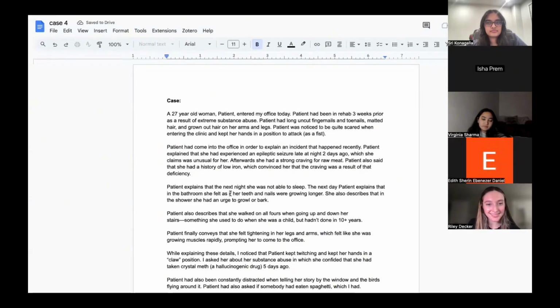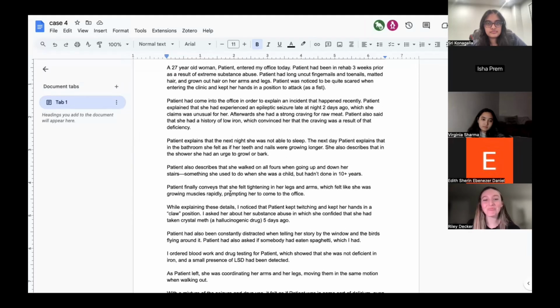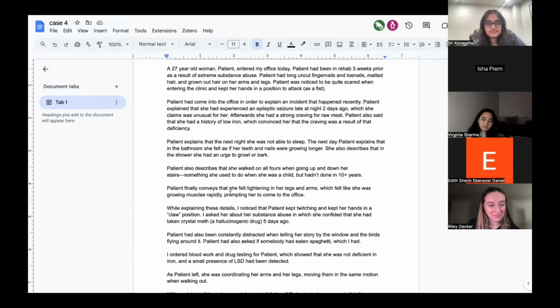Hi, so we thought our patient has clinical lycanthropy, and that's basically a psychiatric syndrome where the patient has a delusional belief that they're turning into a wolf. So some of the reasons why we thought this happened was because first of all, the patient's been in rehab prior to this for extreme substance abuse. So that's one of the factors that triggers this sort of syndrome.